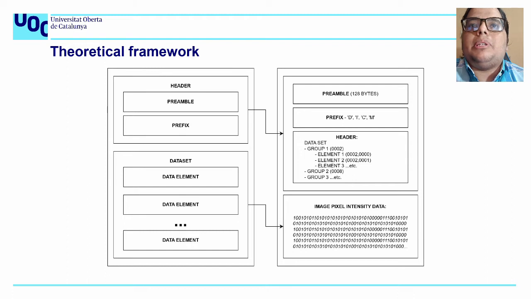The DICOM standard specifies the format for both the pixel image data and the accompanying metadata, as well as the protocols essential for managing and exchanging this data. As we can see in this image, the header has a preamble and a prefix. The preamble is 128 bytes and the prefix is 4 bytes. And it stores the information about the patients, the acquisition parameters, etc.